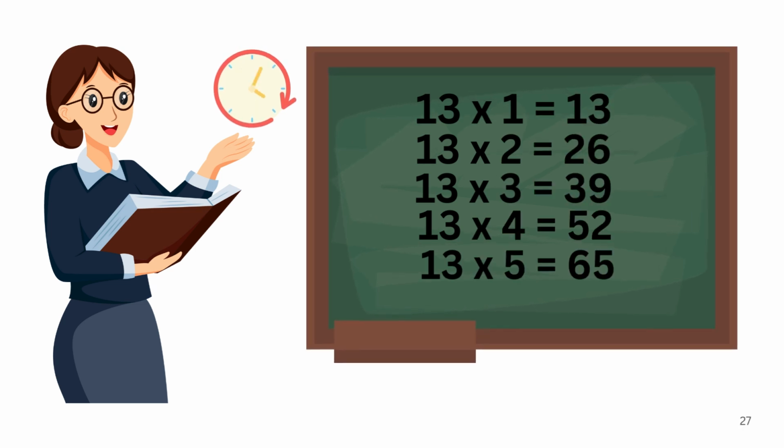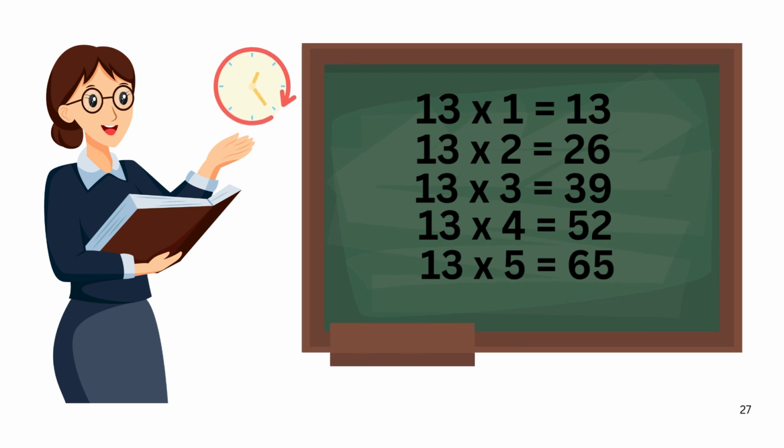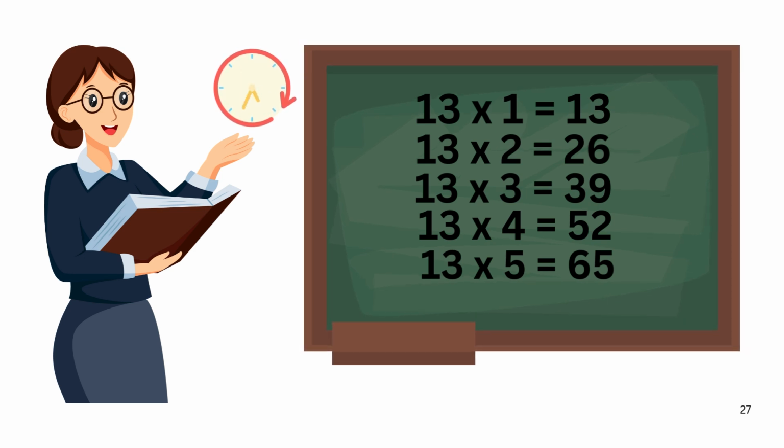Here, next we have tables of number 13. Yes, you are right. We are getting ahead with large numbers. We have 13 multiplied by 1 equals 13. 13 multiplied by 2 equals 26. 13 multiplied by 3 equals 39. 13 multiplied by 4 equals 52. 13 multiplied by 5 equals 65.